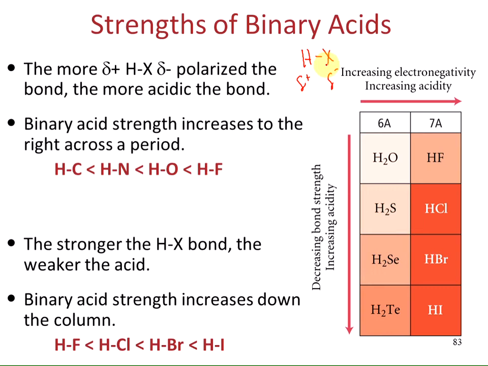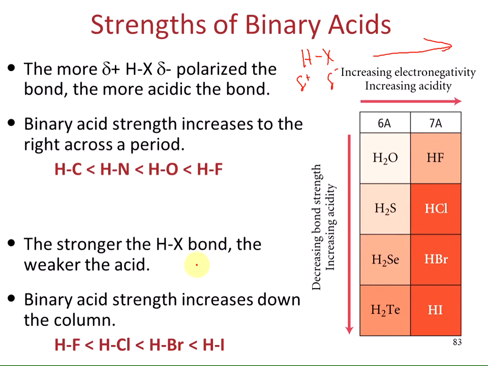So the binary acid strength increases to the right across a period. As you go across, things get more acidic. Comparing a hydrogen oxygen compound, which would be water, and then HF, water is less acidic than HF. But the stronger the HX bond, the weaker the acid, so you have to consider the covalency of that bond.